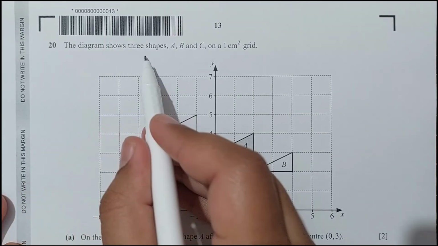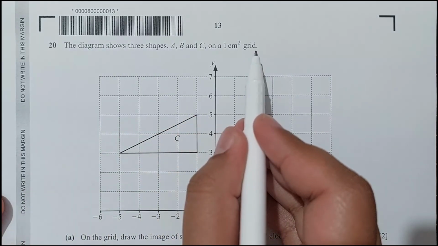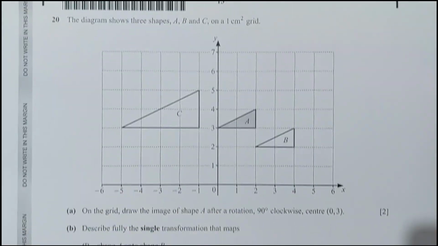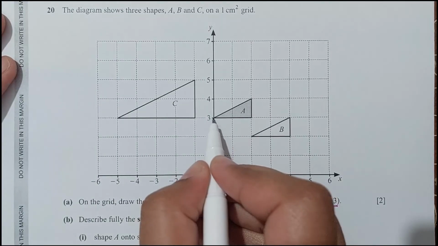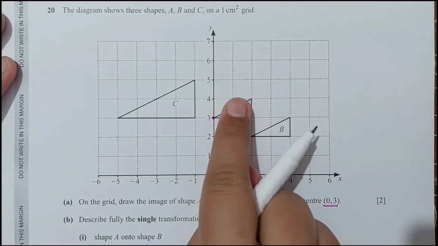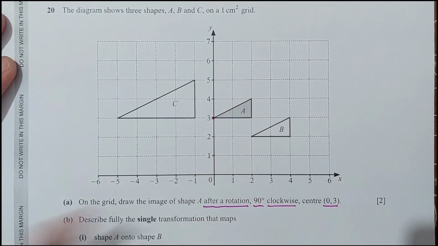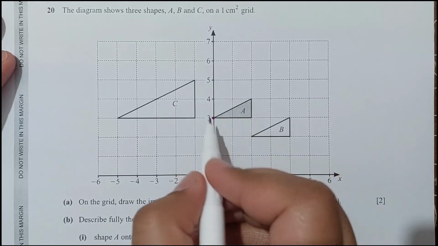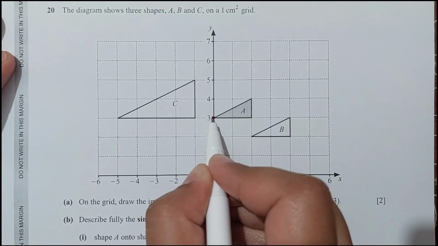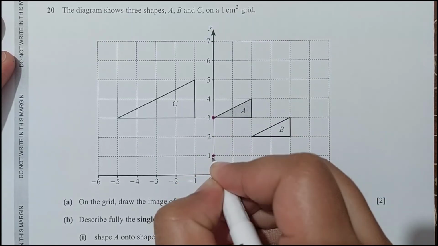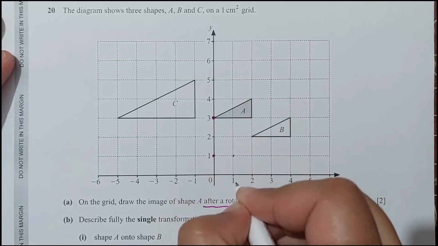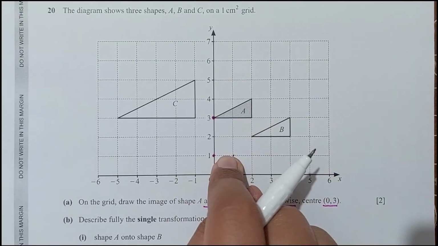Question number 20. The diagram shows three shapes A, B and C on a 1 centimeter square grid. On the grid, part A, draw the image of shape A after the rotation 90 degrees clockwise about center (0, 3). X is 0 and Y is 3. This is the center of rotation. You have to rotate shape A 90 degrees clockwise. The center stays the same. You have to shift the other coordinates. These are the 2 units, then 0 and 1, this is 1 unit, so this is 1, 1. So here it is rotated. This is pretty simple.